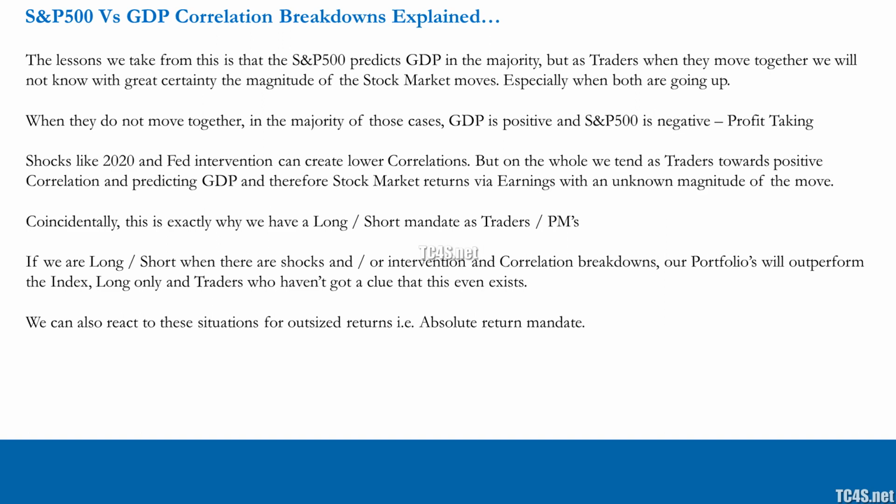Now, additionally, shocks like in 2020 and general Fed intervention, we take the message from the statistical correlation analysis that shocks like 2020 and general Fed intervention can create lower correlations. But on the whole, we tend to, as traders, go towards positive correlation and predicting GDP and therefore stock market returns via earnings, but with an unknown magnitude of the move.